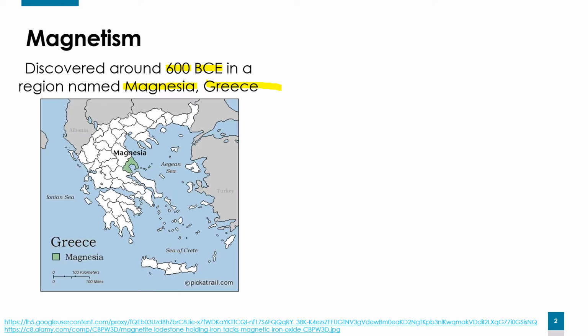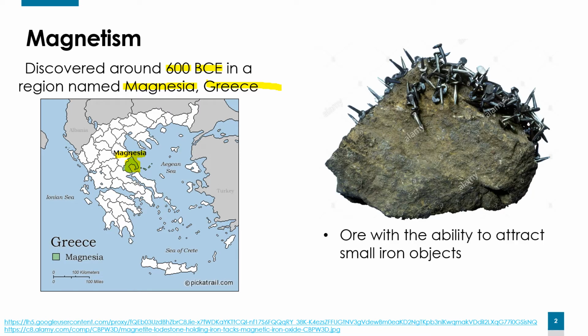Magnetism was discovered in Greece 600 years before the Christ era, in a region named Magnesia. That's why it received this name. Okay, so this is just a map. It's a small region in Greece. So here was the discovery. What did they observe? They observed an ore with the ability to attract small objects, and they named this ore magnetite. That's why it received its name after the region, Magnesia.